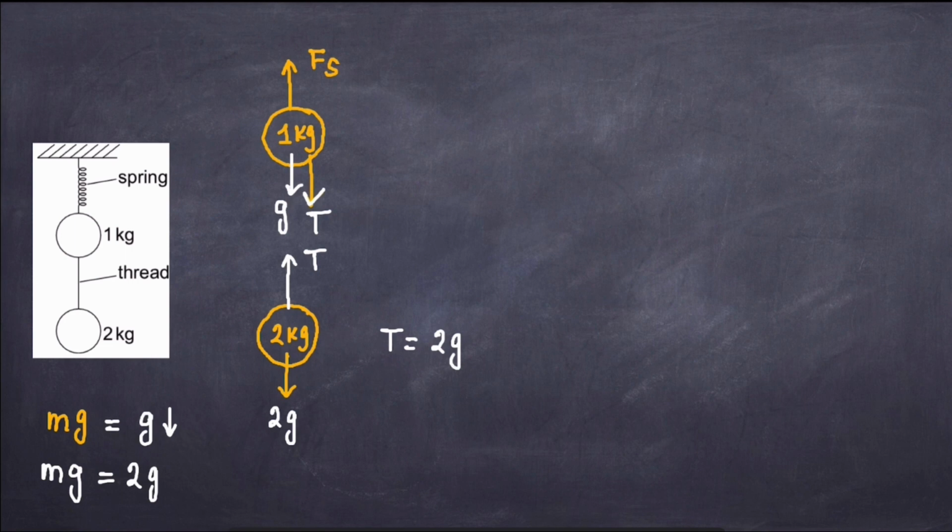Since the 1 kg block is in equilibrium, I can write that the net upward force should be equal to the net downward force. What is the net upward force? Fs. What is the net downward force? G plus T. So the spring force will be equal to G plus, we already found that T was equal to 2G, so this will be 2G. So the upward force Fs will be 3G. This is the complete free body diagram of the 1 kg block and the 2 kg block before cutting the string or the thread.